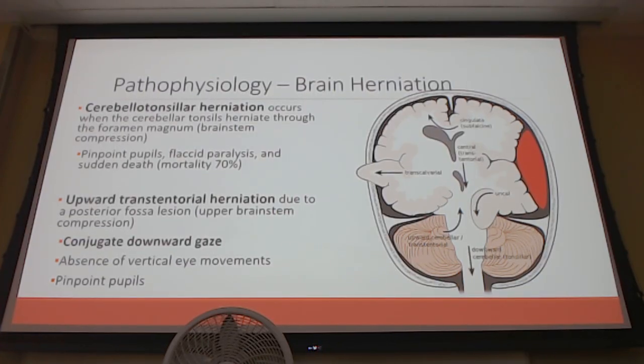So this one's gonna push down onto those cerebellar tonsils, and then it can create pinpoint pupils, flaccid paralysis. This one's usually pretty bad, sudden death. Upward transtentorial, you can get that conjugate downward gaze with it. So it's important to differentiate them, especially when you're taking tests.